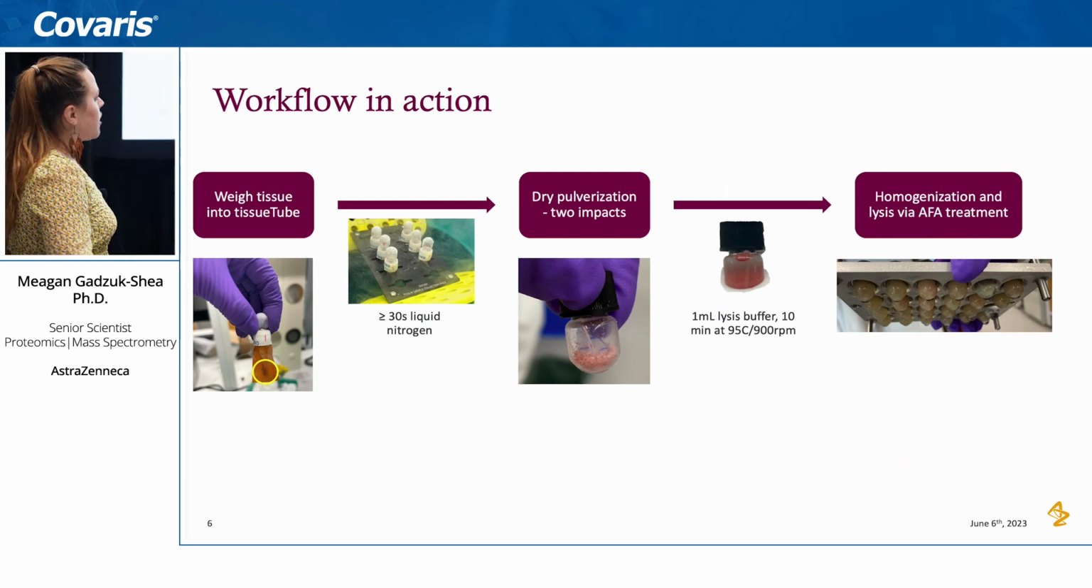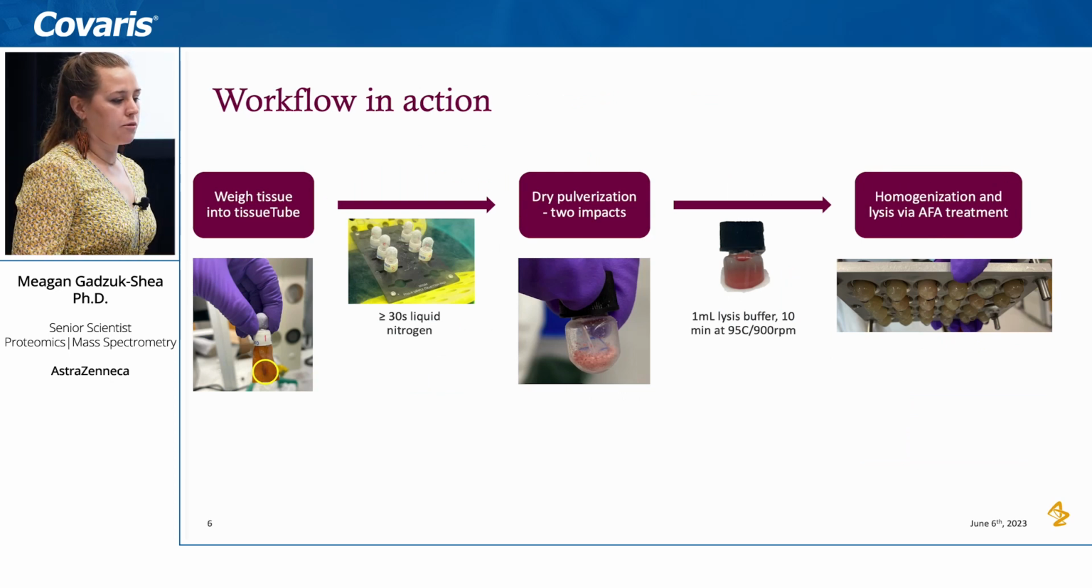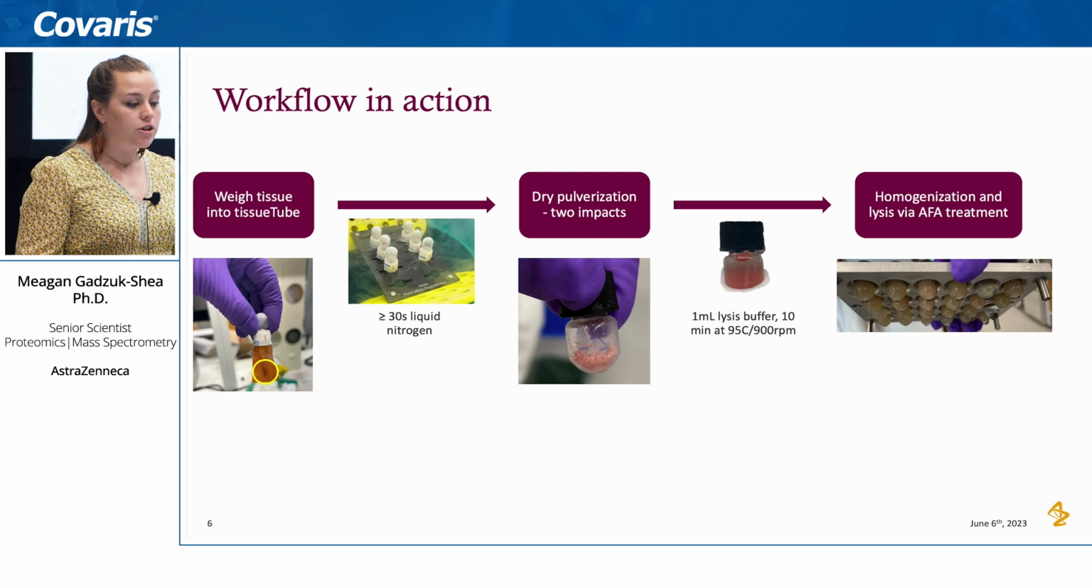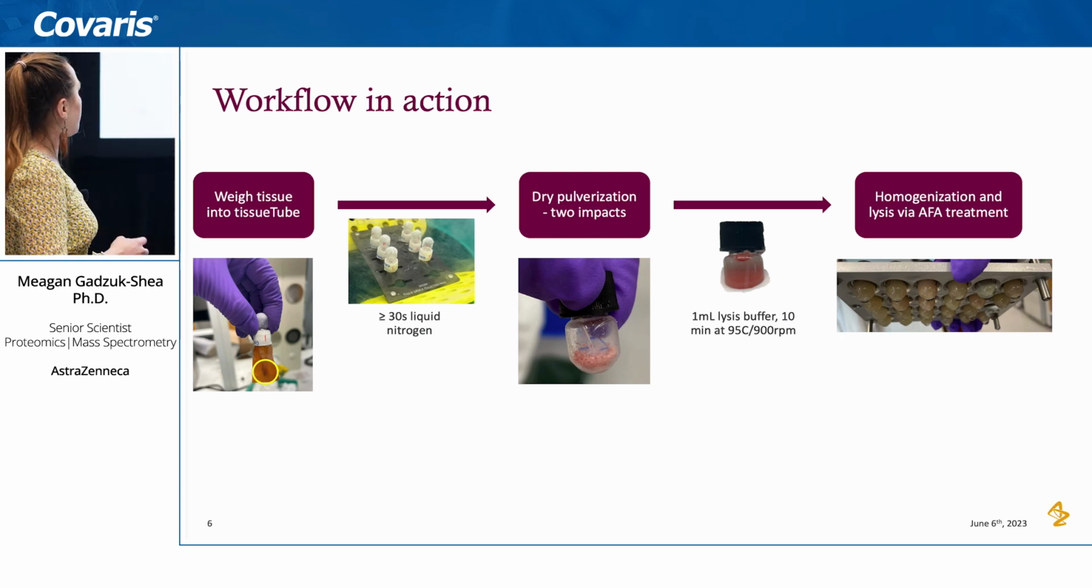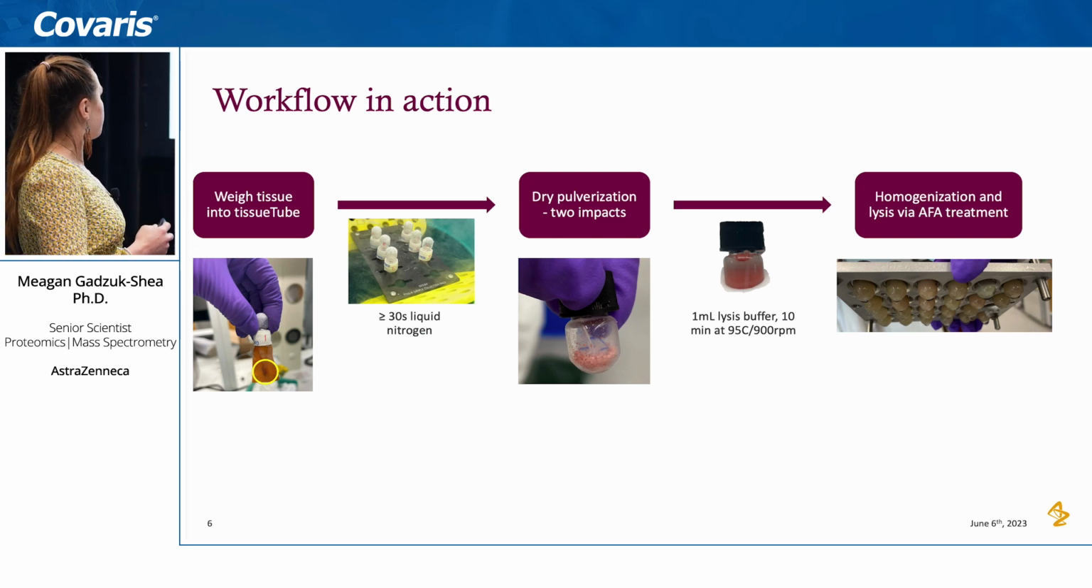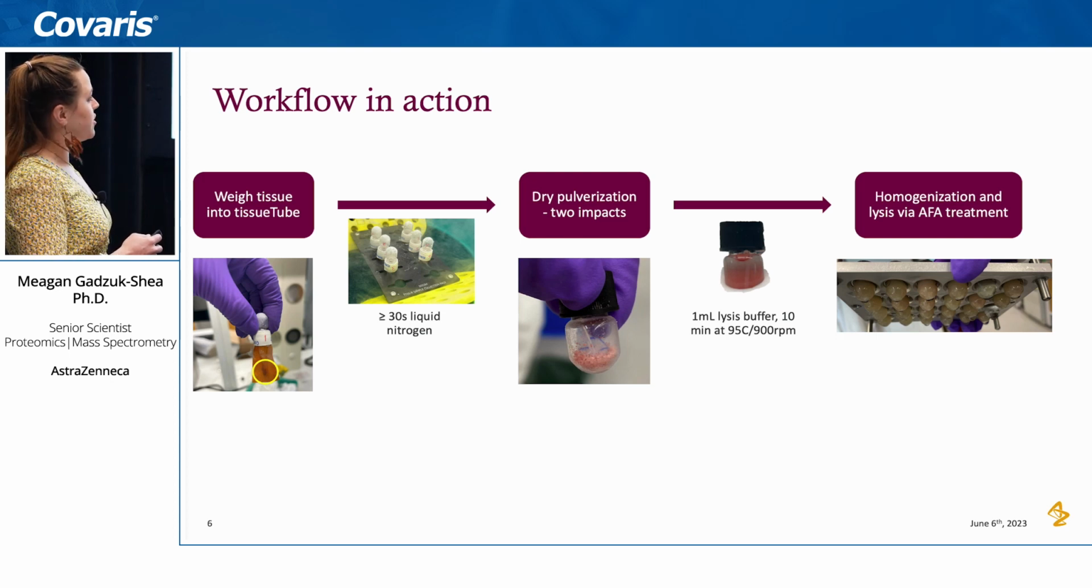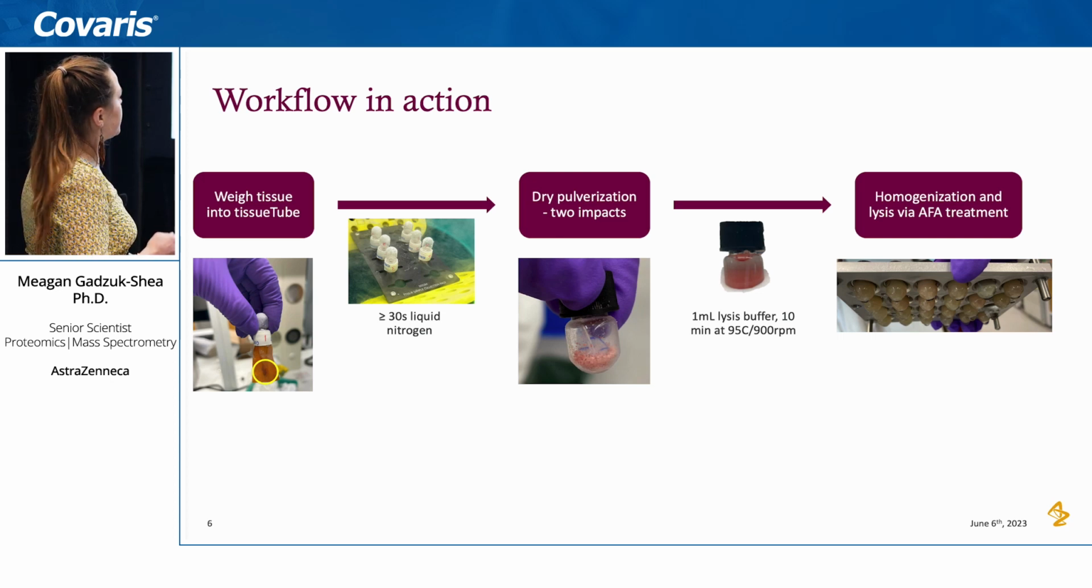And so, while diagrams are great, I thought it would be valuable to show you what this actually looks like in the lab. Here you see one of us holding a tissue tube, and you can see there is a chunk of tissue that has been placed in there. We then have come up with this. This is being optimized. It's a bit of a brute force setup. But we flash freeze our samples in liquid nitrogen for about 30 seconds.